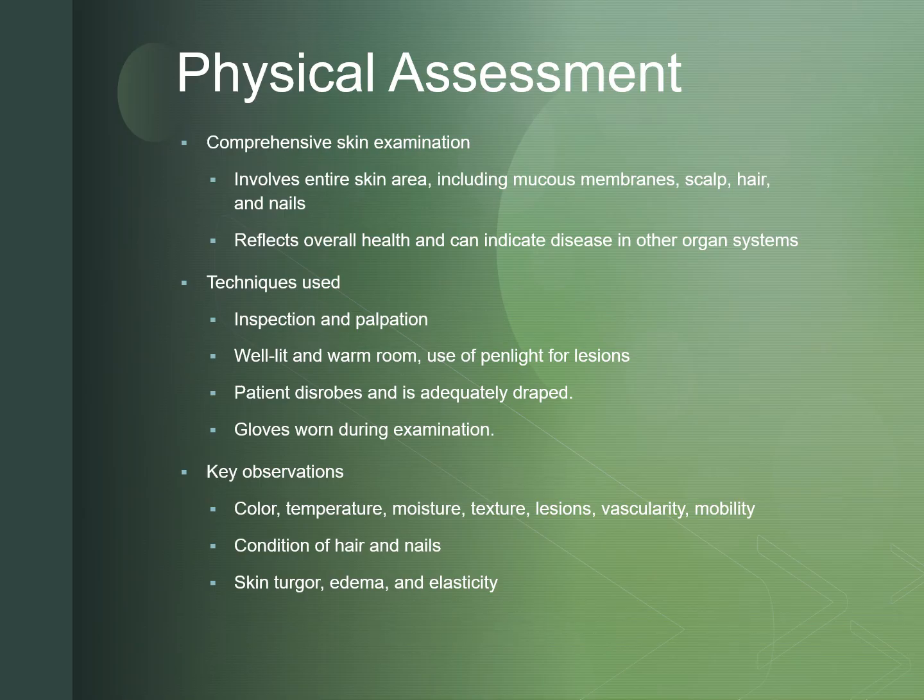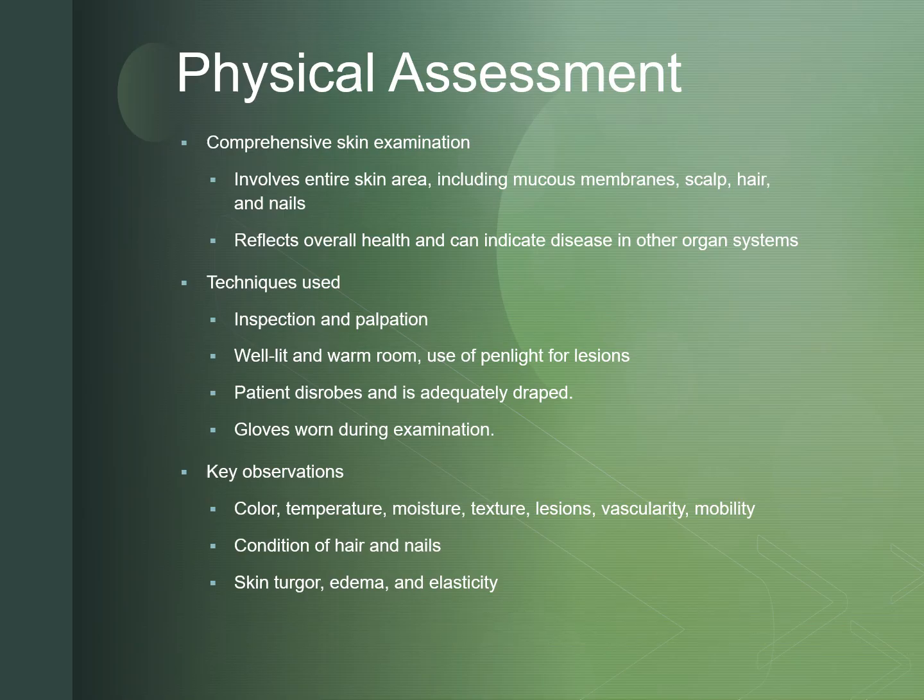So the techniques that we're going to use: inspection, we're going to look carefully at the color, lesions, and overall appearance of the skin. We're going to palpate to assess temperature, moisture, texture, and mobility. We're going to use a well-lit, warm room because we want to prevent any patient discomfort and improve accuracy of our assessment. A pen light can help visualize subtle lesions or any color changes. We're going to position our patient. The patient should disrobe as appropriate with proper draping. We're going to ensure full assessment while maintaining their dignity and privacy.